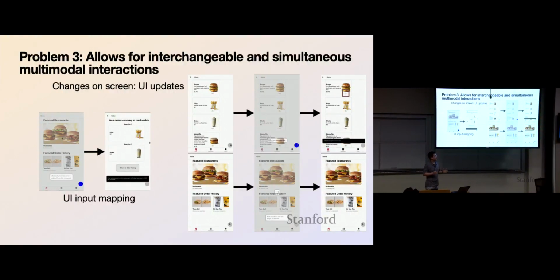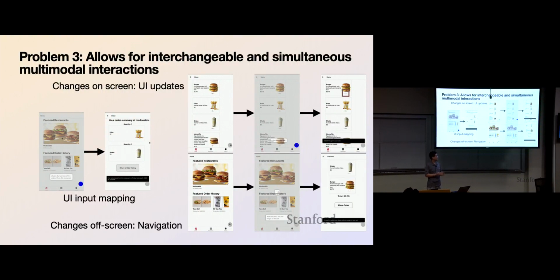Similarly, when the user says order a burger, we need to update the counter on the UI. And when the user says create a new order, we need to create that order and render that order in the GUI so that the user knows something did happen.